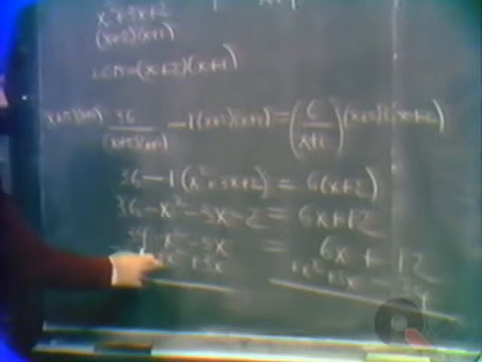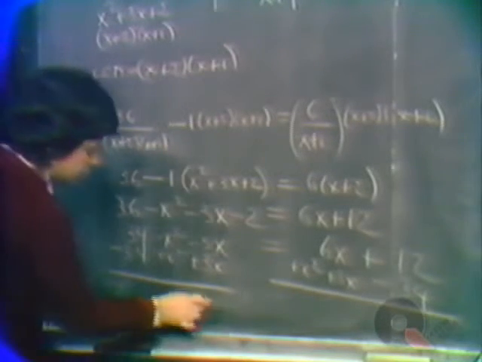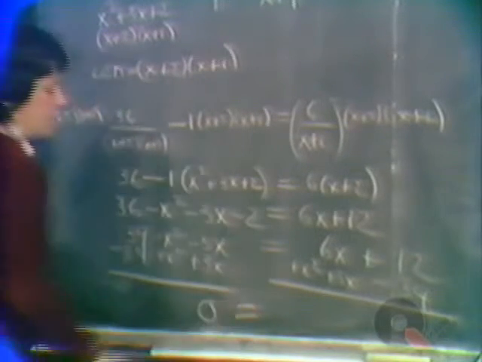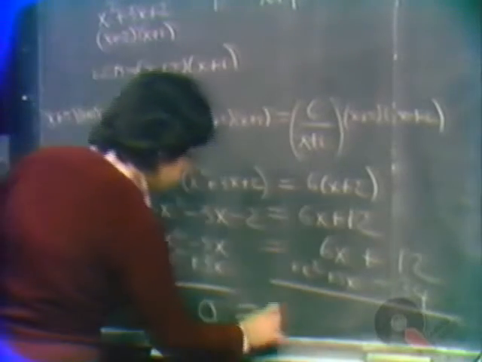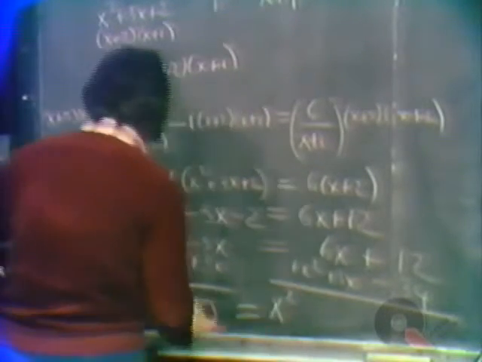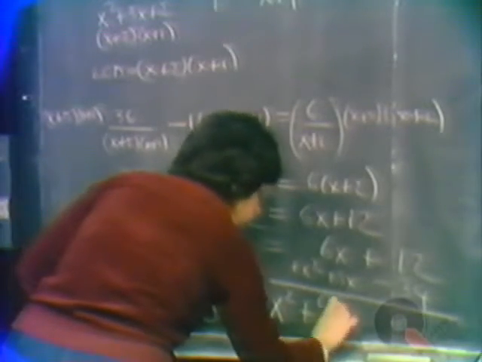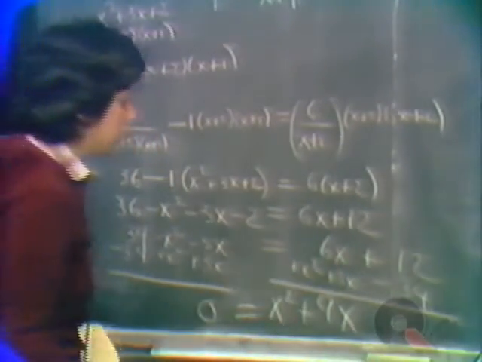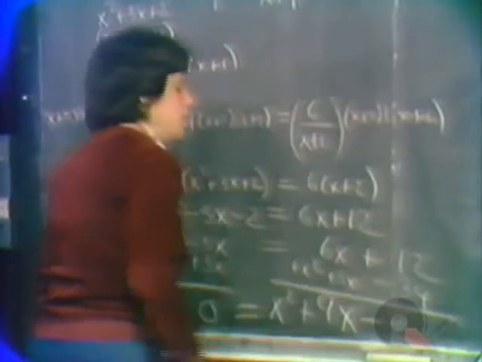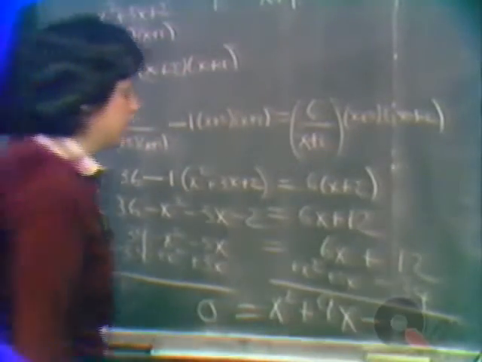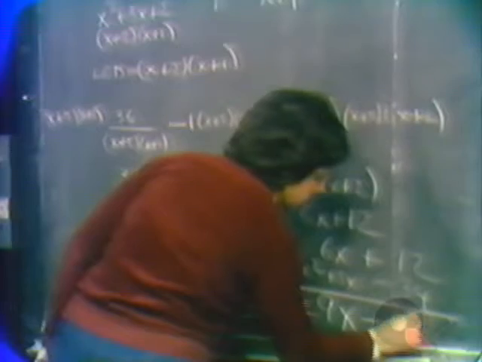When you subtract 34, add x squared, and add 3x, you get 0 on the left. And on the right, we get x squared plus 9x, that is 6x and 3x, minus, okay, 12 minus 34 gives us minus 22.